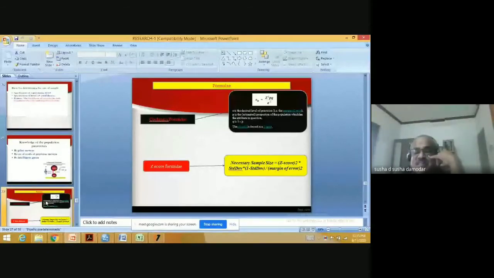Z score formula: necessary sample size is equal to Z square into standard deviation into 1 minus standard deviation divided by margin of error square. So here, what is the margin of error?